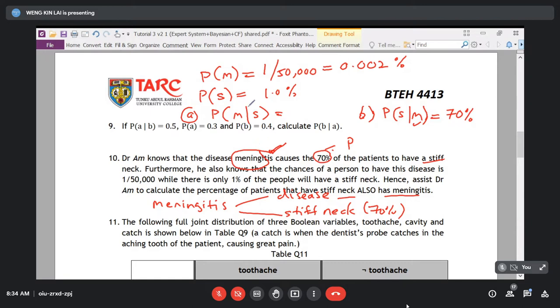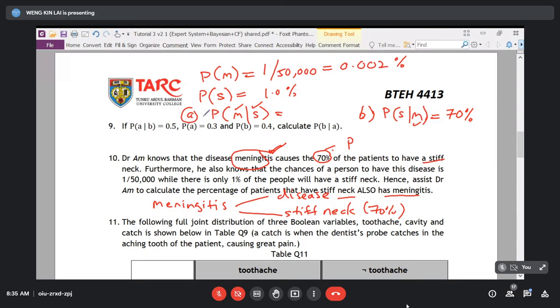So we say that you wake up one morning, you find that you have a stiff neck, and then you ask, do I then have meningitis? So it's on top of that. If you have this symptom of stiff neck, now to see whether I have meningitis, this is what I want to calculate. Let me try to explain.